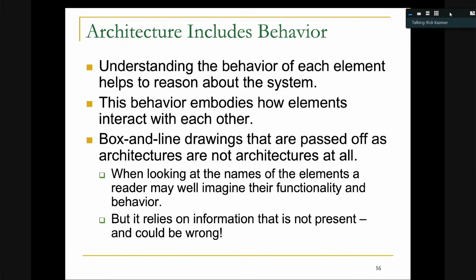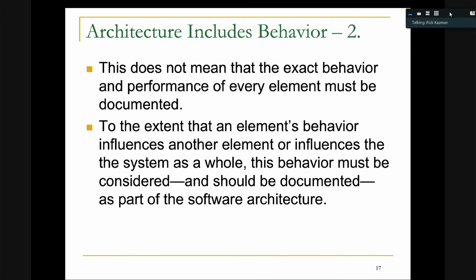So when you see box and line diagrams, they may have some of this information, but often you're left to fill in the gaps, to imagine the functionality, to imagine the behavior, to imagine properties like the performance characteristics or their modularity characteristics. So these box and line diagrams rely on information that isn't there or that may be wrong. And we'll see how this can have negative consequences very, very easily.